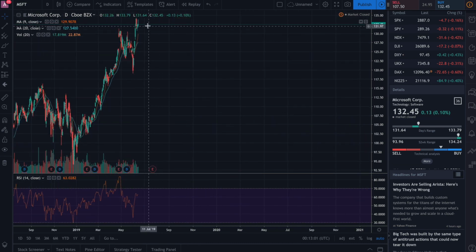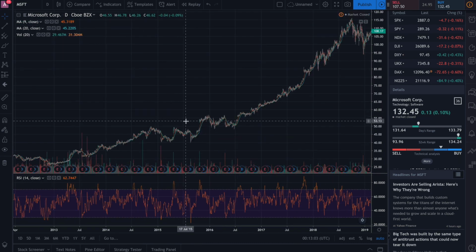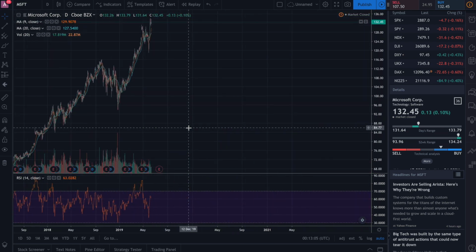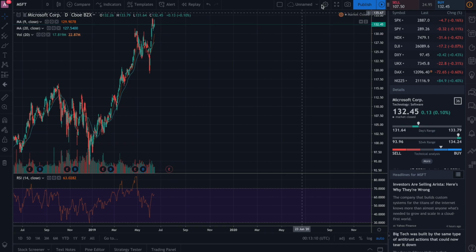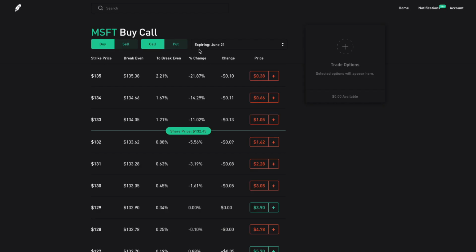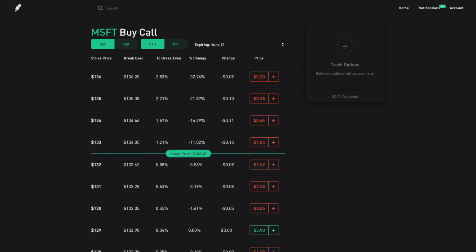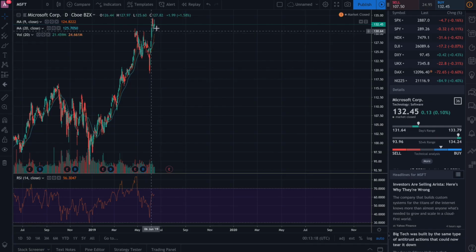You could see that Microsoft is reaching an all-time high. Literally, it's never been this high in its history. So buying a call option here may be risky. It may be risky to go ahead and buy a call option for a strike price of 135, because there's a chance, a huge chance, that it's going to have a major pullback soon.